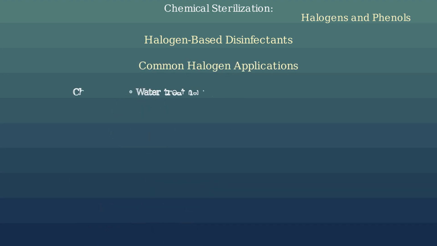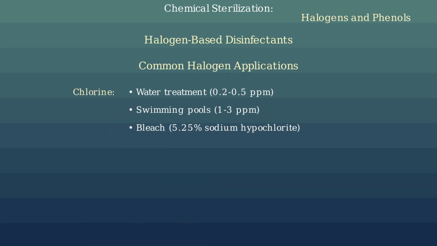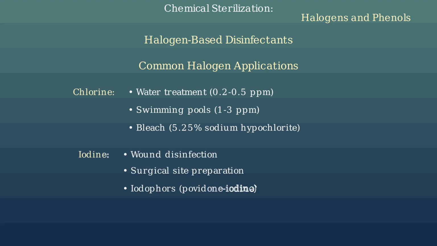Chlorine is widely used in water treatment systems, swimming pools, and household bleach. Iodine products like povidone iodine are essential for wound disinfection and surgical site preparation due to their broad-spectrum antimicrobial activity.